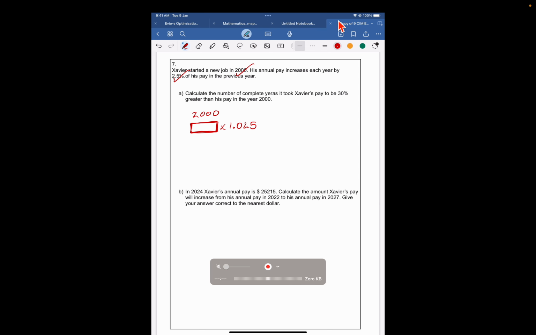Good. Now let's look at part A. Calculate the number of complete years. Oh, I haven't spelled that right. Not to worry. It took Xavier's pay to be 30% greater than his pay in the year 2000. Okay then. Well, I think this is to the power of n, right? And then that would give me the 2000 plus n years, because that would be n years. But then I think what we're saying is that same salary needs to be 30% higher over here. Now, isn't 30% higher just times by 1.3?